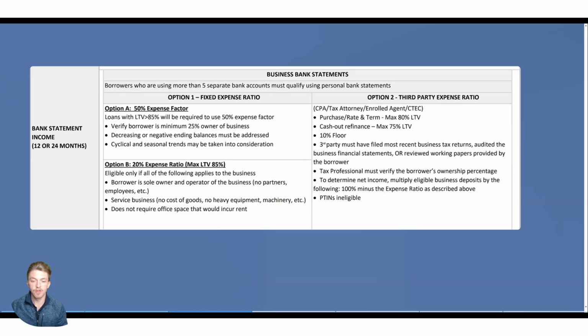The tax professional must also verify your ownership percentage in the business. And to determine net income, as I mentioned previously, we take the eligible bank deposits averaged over 12 to 24 months, then apply the expense ratio against that income to calculate qualifying income. And keep in mind, PTINs are ineligible for this.